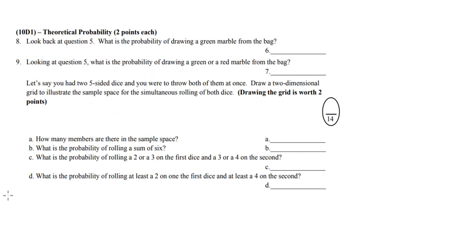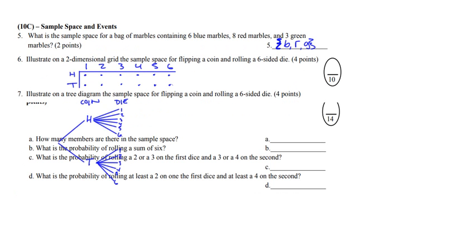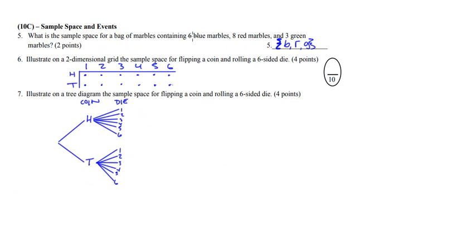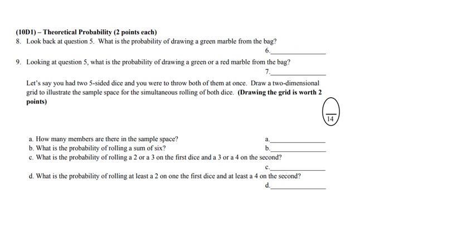All right, so 10D1, theoretical probability. Look back at question 5. What's the probability of drawing a green marble from the bag? So if we look back here, there's 6 blue, 8 red, and 3 green. So, the probability of drawing a green marble from the bag.